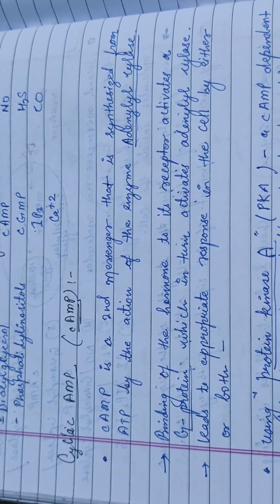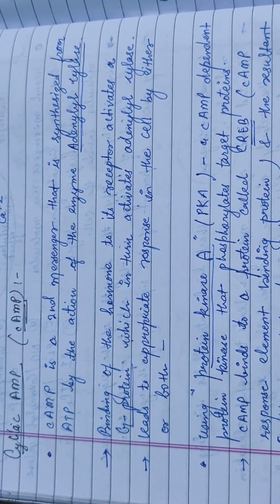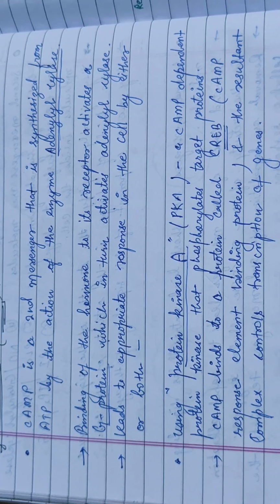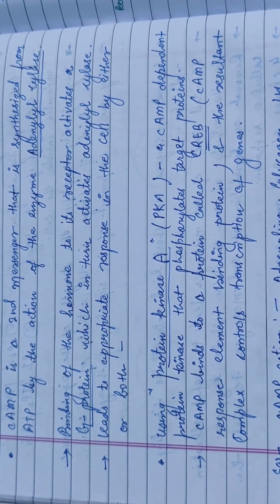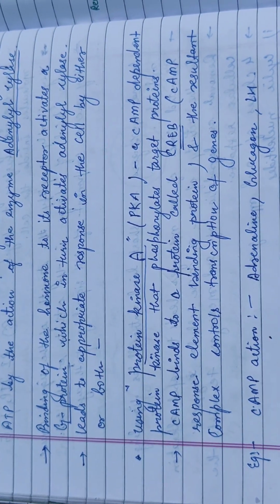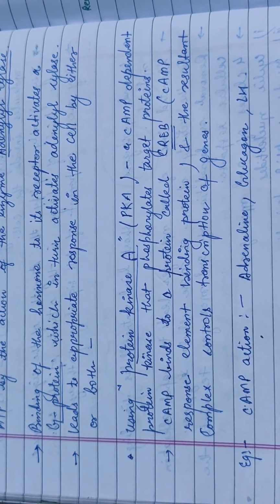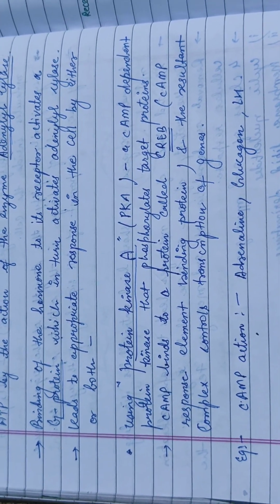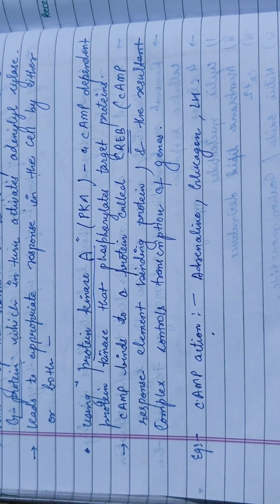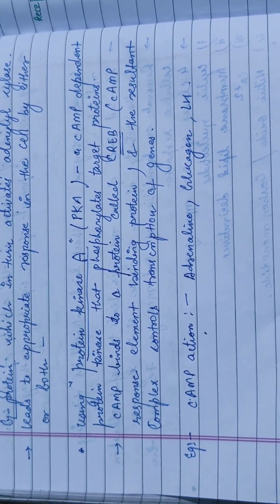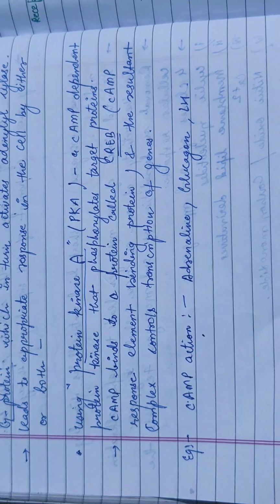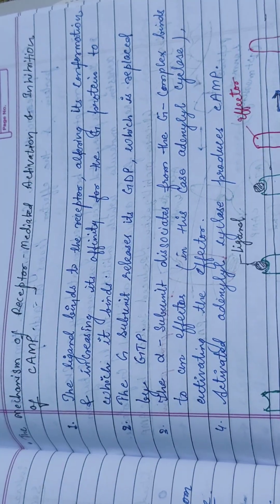Examples are here. Cyclic AMP is a secondary messenger that is synthesized from ATP by the action of the enzyme adenylyl cyclase. Binding of the protein to its receptor activates a G protein, which in turn activates the adenylyl cyclase, leading to the appropriate response in the cell. Examples of cyclic AMP inducers are adrenaline, glucagon, and LH.